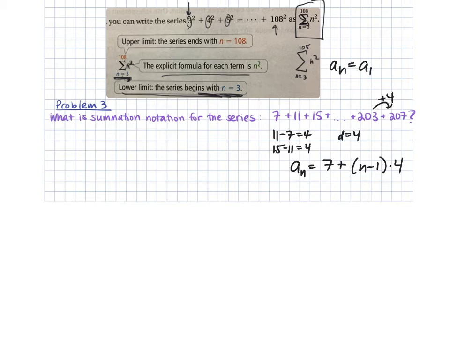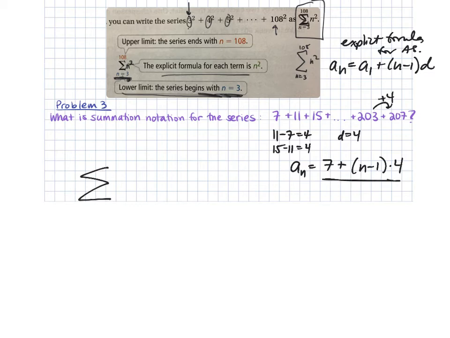I actually didn't write it down again. This is our explicit formula for arithmetic series or sequences. Okay, so this is my explicit formula. So our summation notation is we're going to have the sum of, and to get 7, you would have to plug in 1 here, right? Because this is my first term. If we plug in 1, 7 plus 0 is 7. So our first term is when we plug in n equals 1. So we're starting with n equals 1.